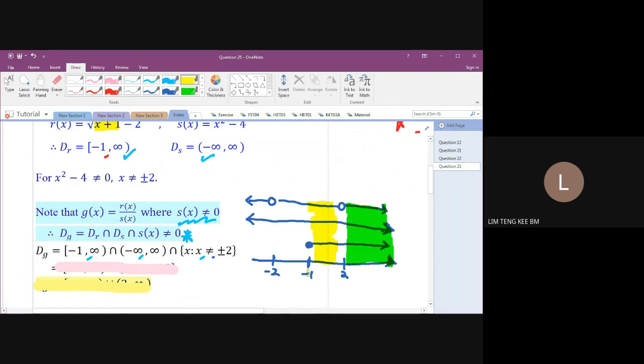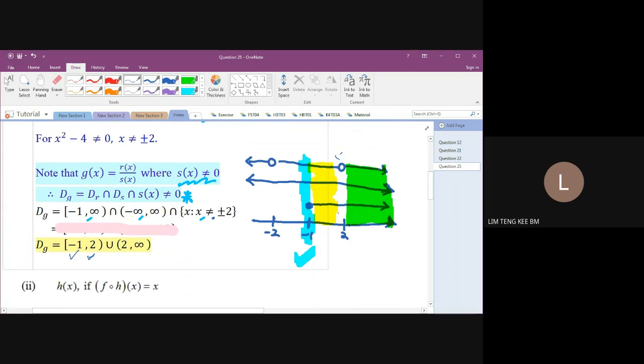But how about the borderline values -1 and 2? Then we need to investigate further. For the borderline of -1, all of them have the value -1, so this is included. But for 2, one of them doesn't include it, so I must exclude 2. Therefore I can have the answer in this form, where I include -1 until 2 but not include 2 because there's a gap there, and then from 2 to infinity. So this is how I get the answer for question part A, the first part.